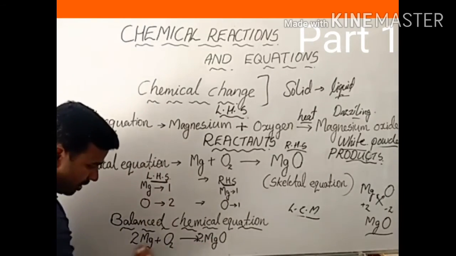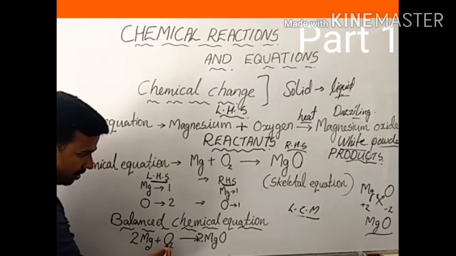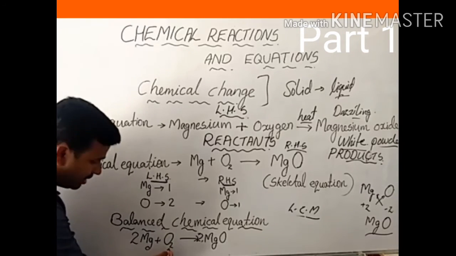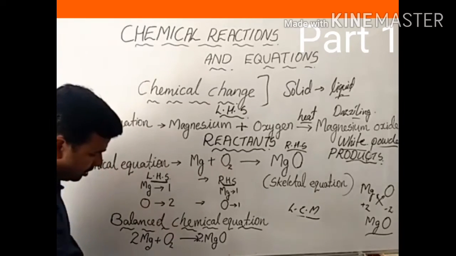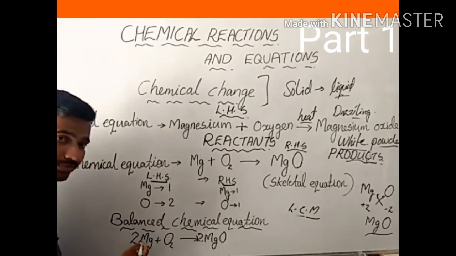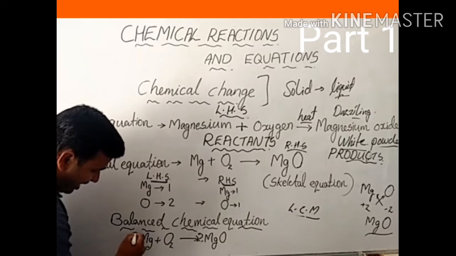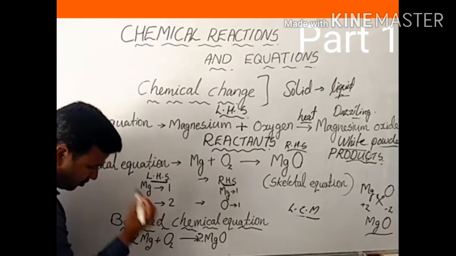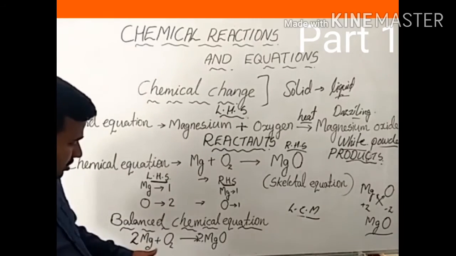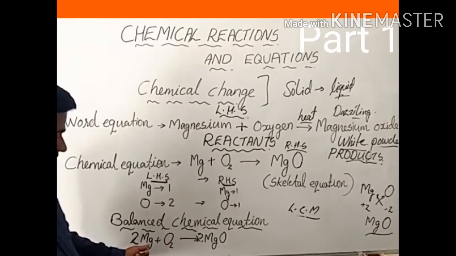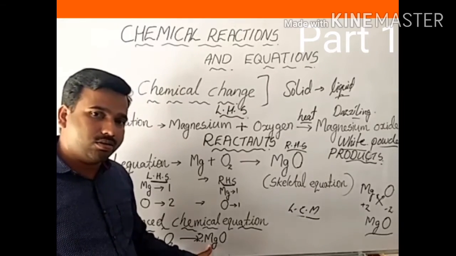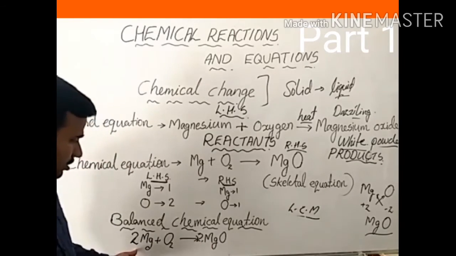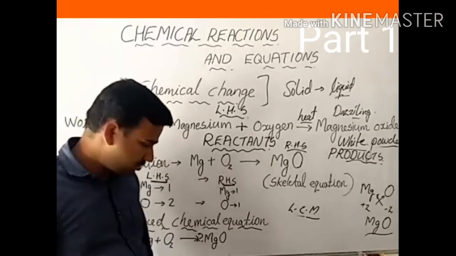And when you look at the left hand side, what happens? Here already two atoms of oxygen are there, but in the earlier case there was only one oxygen atom. So in order to make that magnesium 2, we are writing here. Now you look at the two here. On the left hand side there are two atoms of magnesium, as well as on the right hand side there are also two atoms of magnesium. So their mass is balanced.